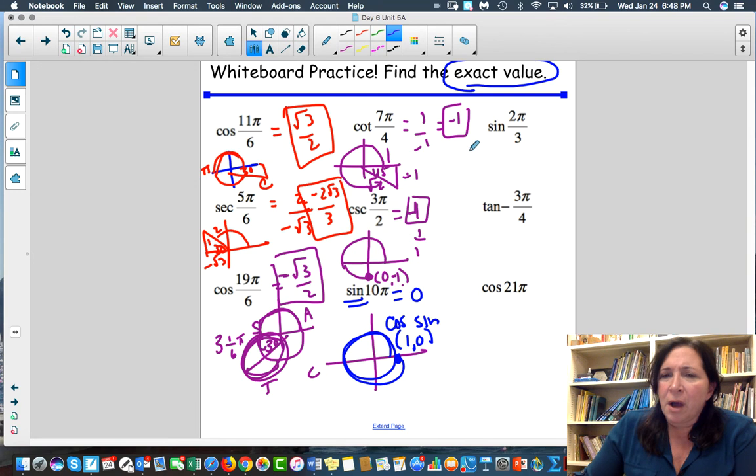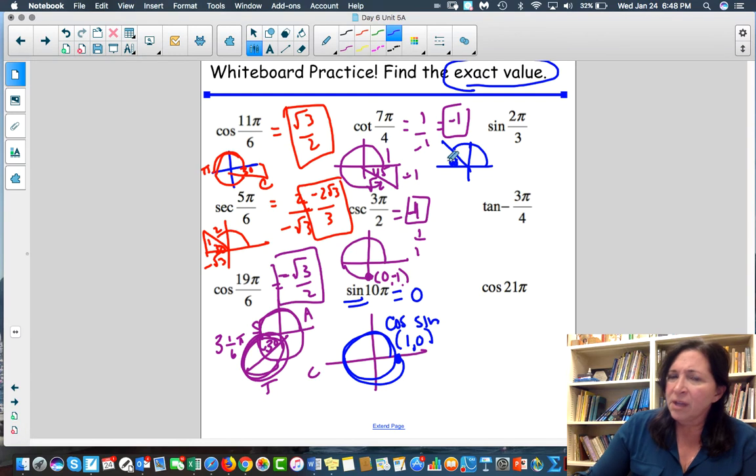Sine of 2 pi over 3, so 2/3 pi is here. 3 goes into 180 60 times. There's my reference angle. Sine of 60 degrees is √3 over 2. And in this second quadrant, all students, sine is positive, so my answer is going to be positive.